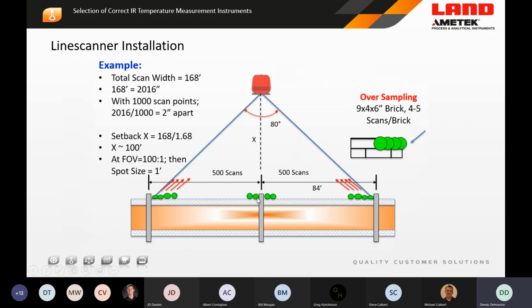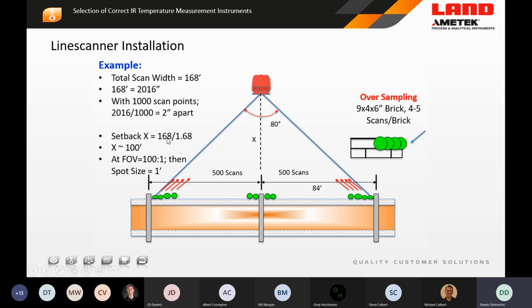Let's just take a real world example. Let's take a cement kiln. Let's say it's 168 foot long. That equals 2,016 inches. We're taking 1,000 scans per line. So we're actually reading every 2 inches along that kiln.